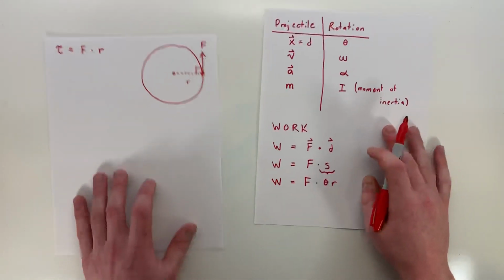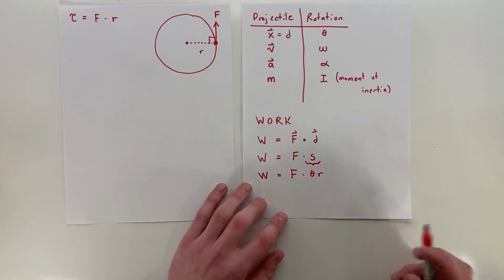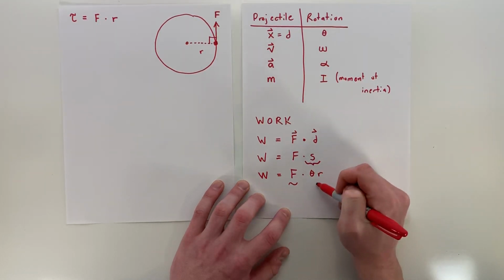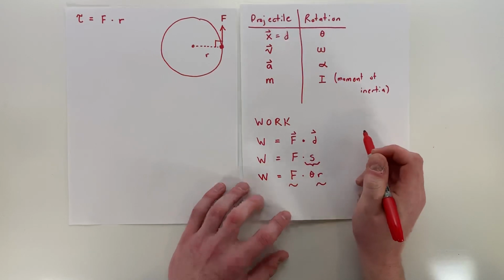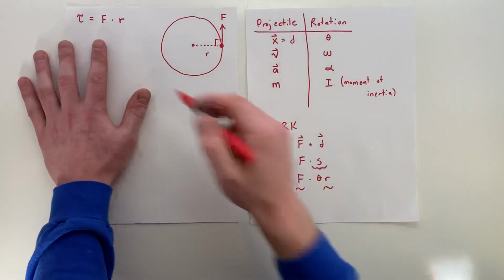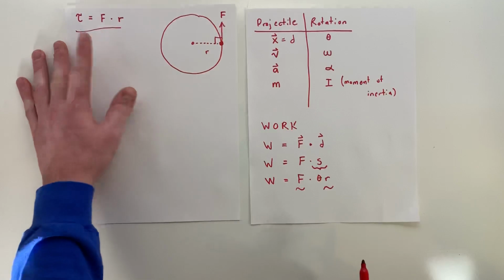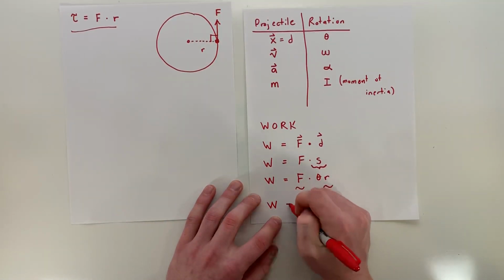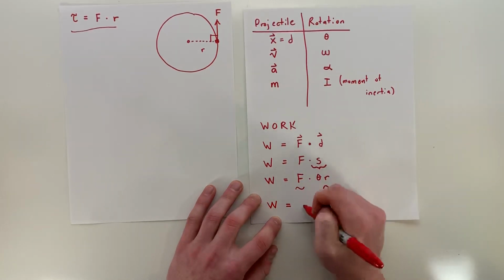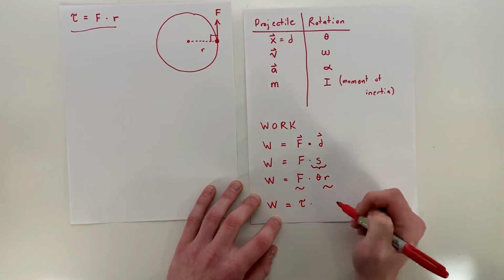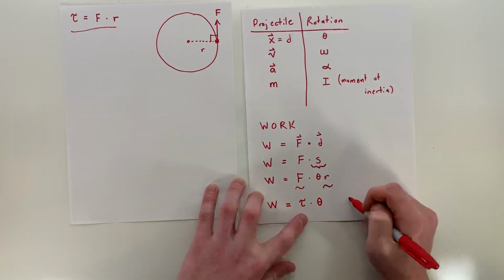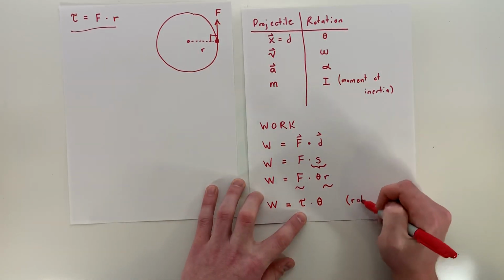Back to this. What do we notice here? Well, we notice a force and a radius. So going back to the formula up here, we can replace both of those terms with torque. So work is equal to the torque times theta. Now, remember, this is rotational.